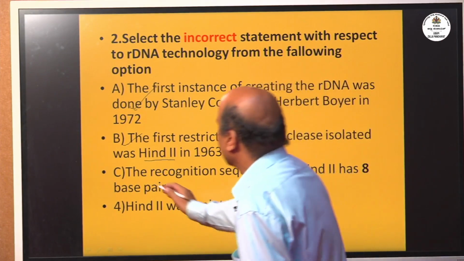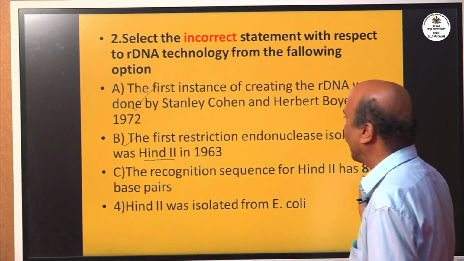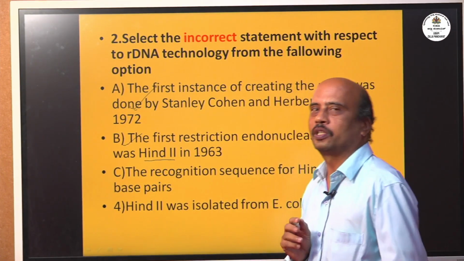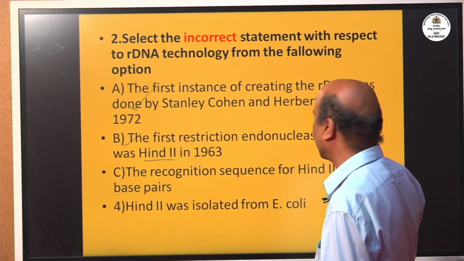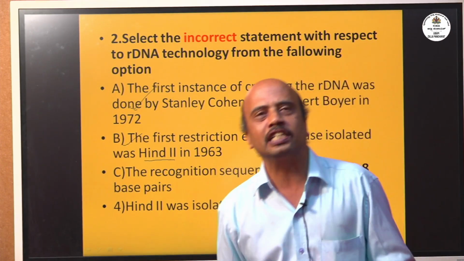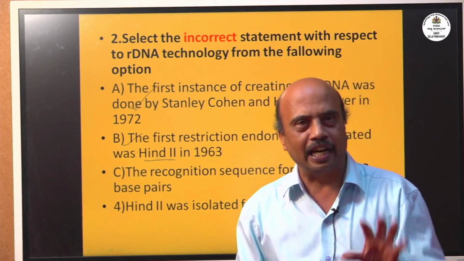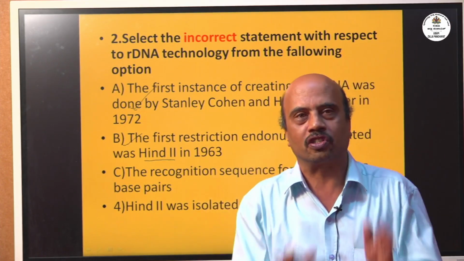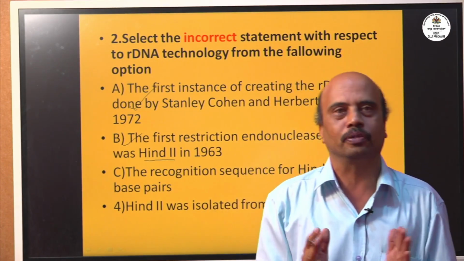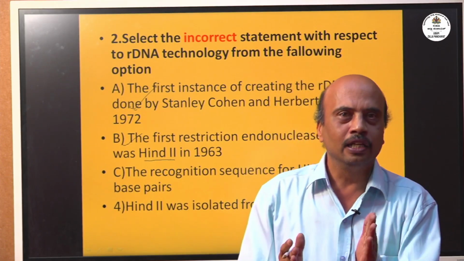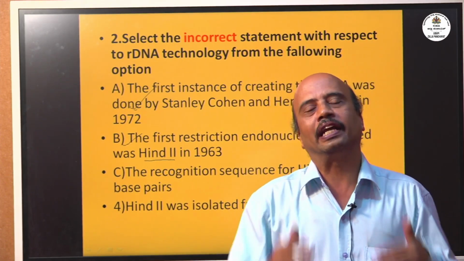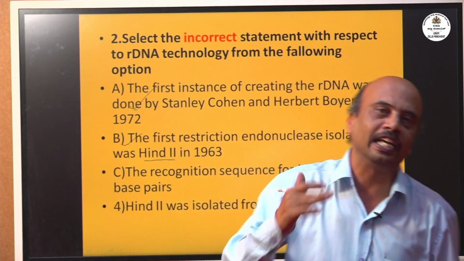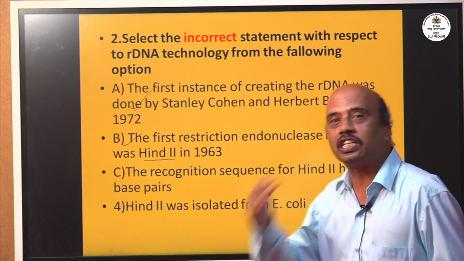Next, third: the recognition sequence for Hind II has 8 base pairs. Look at this option. What is a recognition sequence? It is a particular sequence in the DNA. We call them palindromic sequences, sequences having reverse repeats, two-fold symmetry. If you read both backward and forward, it has the same nitrogen base sequence. Such sequences present in the DNA we call recognition sequences.